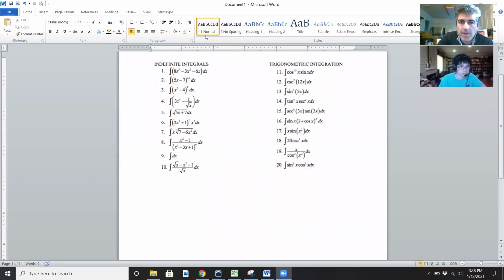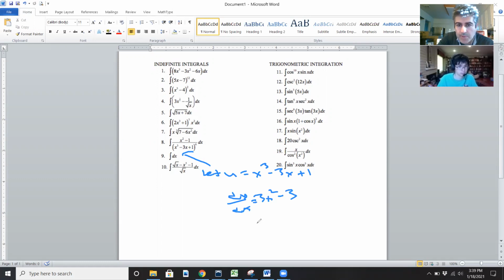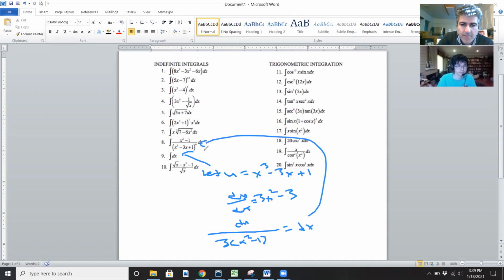So number 8, just really quickly, what you're going to do is let u equal that expression. And then you're going to do du dx, which is going to be that. And you're going to do a little switcheroo. Like du. And I would advise you factor out the 3, because then when you bring dx back in, you could cross it off with x squared minus 1 over here. And that'll make the work much easier.